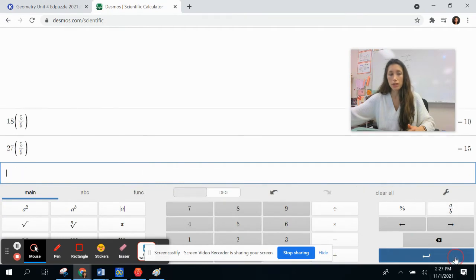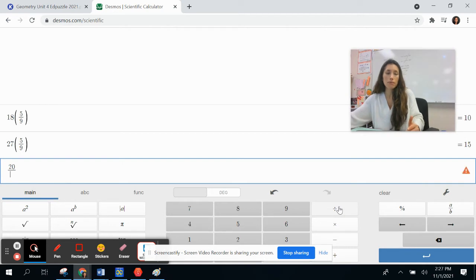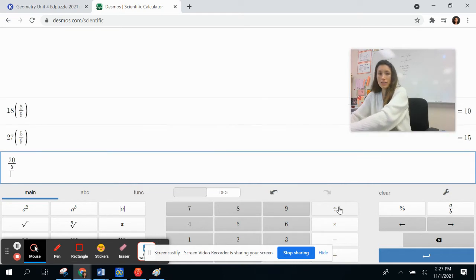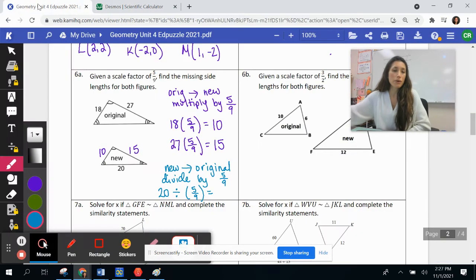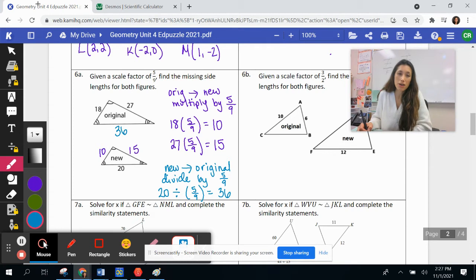So open up a new line here. I'm going to do 20, and then I would just use the divided by symbol. Here it's going to show a fraction within a fraction. I'm going to put 5/9 there. In your calculators, it would show like a little dash for the 5/9. So 20 divided by 5/9. It's really like 20 times 9/5. It's multiplying by the reciprocal, right? So that becomes 36. And we want that to become a bigger number because we want the original. Because if we think about it, 36 was the original. I need to be able to multiply that by 5/9 to get this new figure 20.